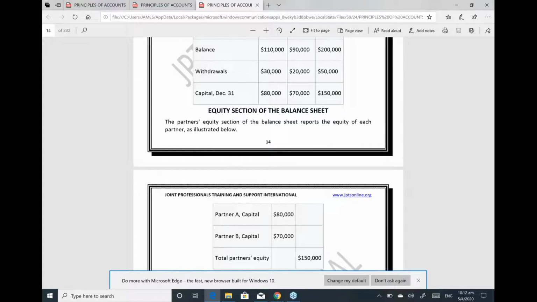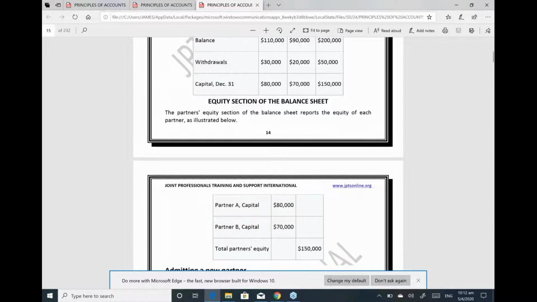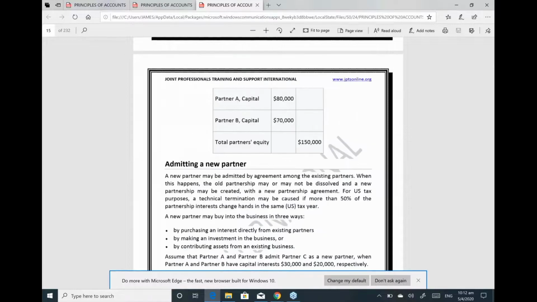Then we move on to the equity section of the balance sheet. On the equity section, we have partner A's capital to be 80,000, then partner B's capital 70,000 naira. And if you add them together, you have 150,000 naira.